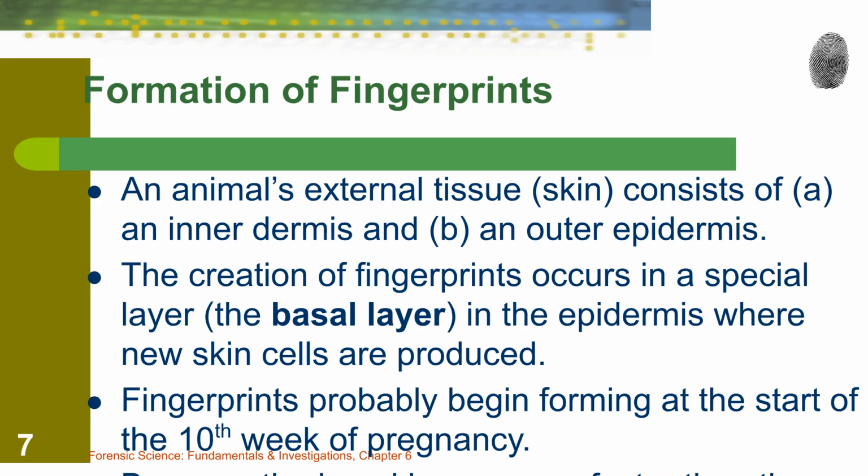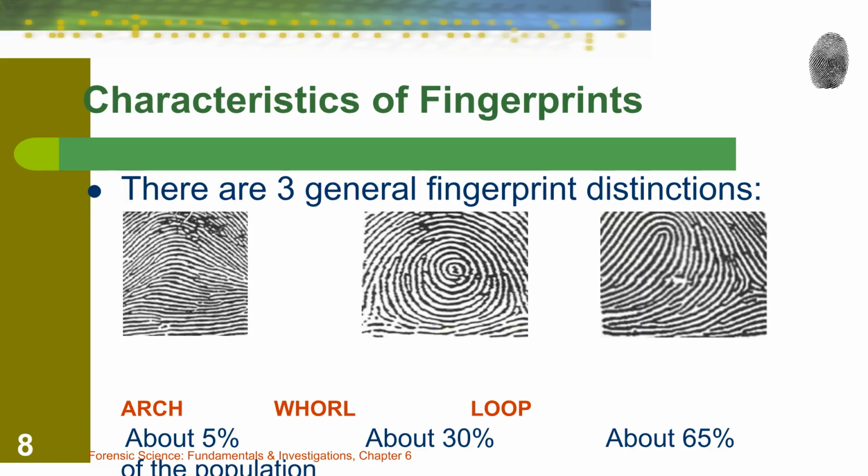Skin consists of an inner dermis and an outer epidermis. Fingerprints form in the basal layer of the epidermis, where new skin cells are produced. This process likely begins around the 10th week of pregnancy. The basal layer grows faster than others, causing it to collapse and form the intricate shapes of fingerprints. Fingerprints are generally categorized into 3 main distinctions: arch, whorl, and loop.